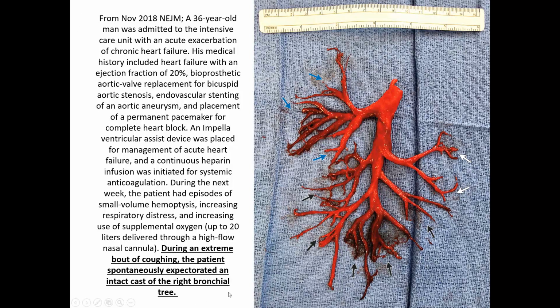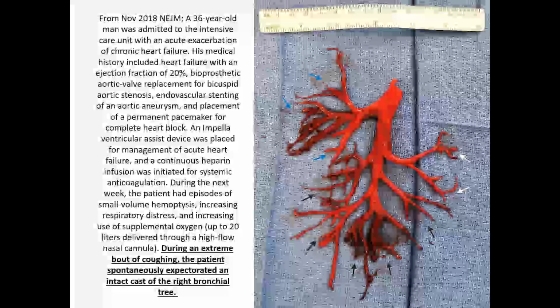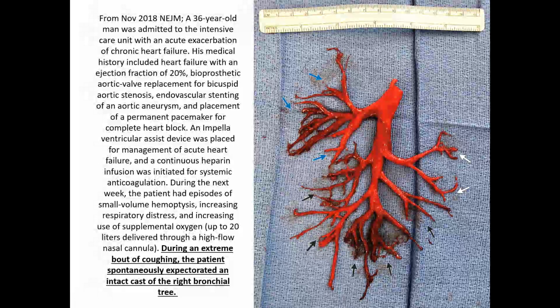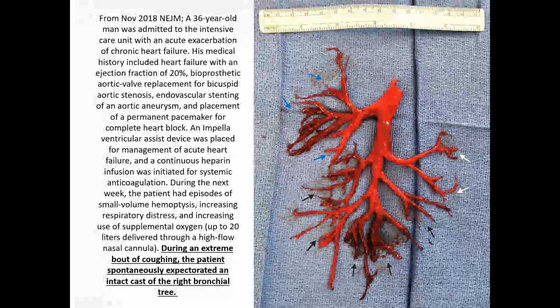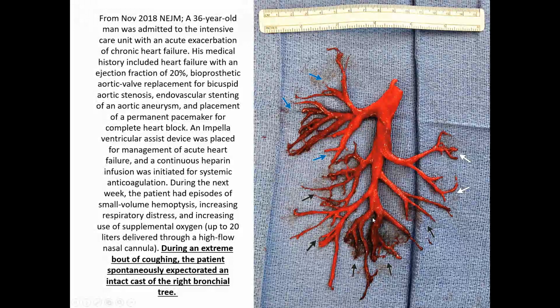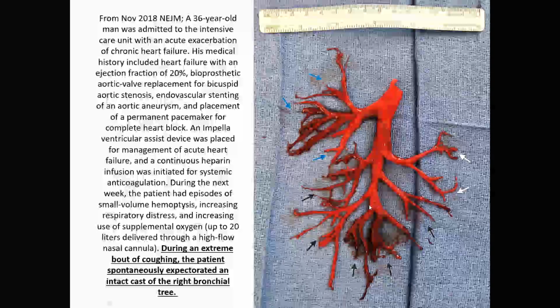This dude had some major problems with both his circulatory system and his respiratory system. He started to bleed into his bronchial tree. This is not the bronchial tree. It is a perfect cast of the bronchial tree. This is a giant blood clot that had gotten stuck in his, on the right side.